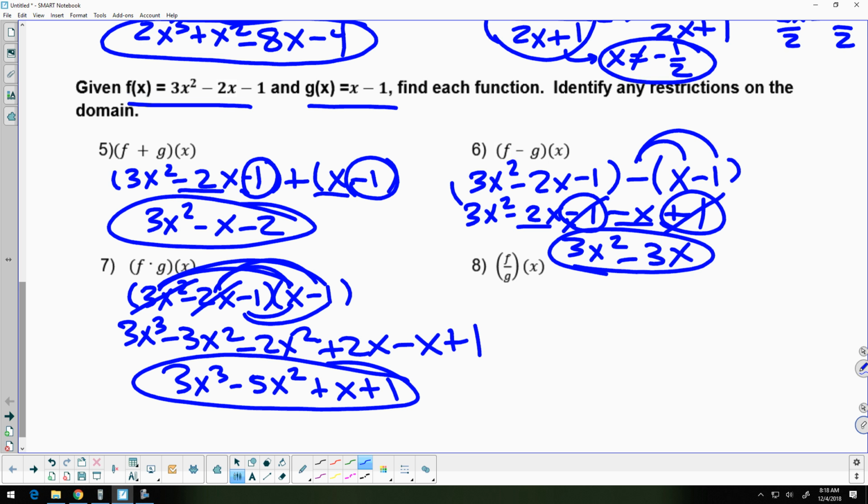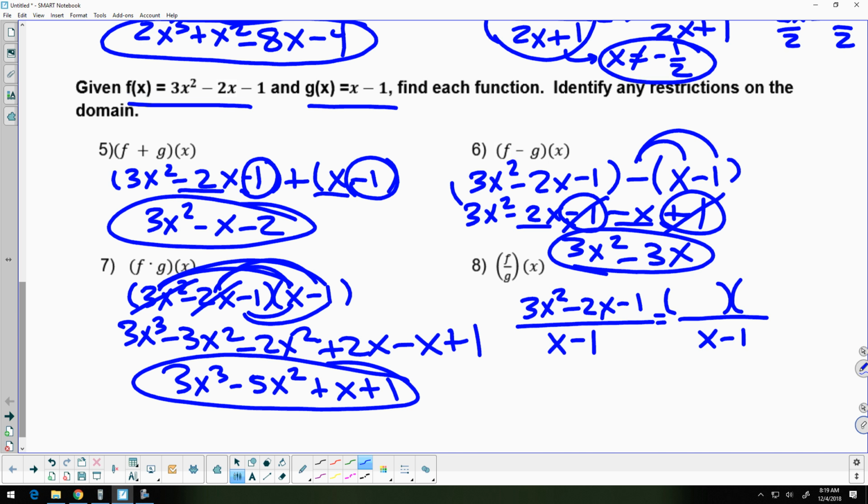So on top we've got f of x, so that's 3x squared minus 2x minus 1. On the bottom, that'd be x minus 1. So I would want to check and see, can I factor that top? Is this factorable? Let's check it out. I know the bottom can't factor anymore. That's just x minus 1.